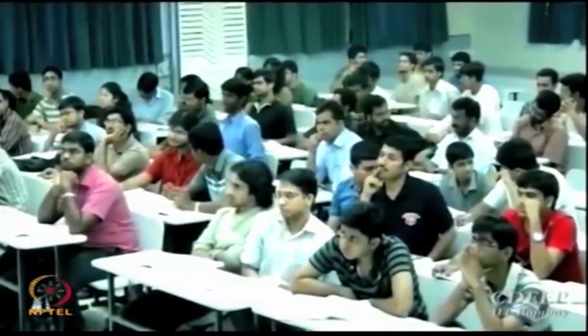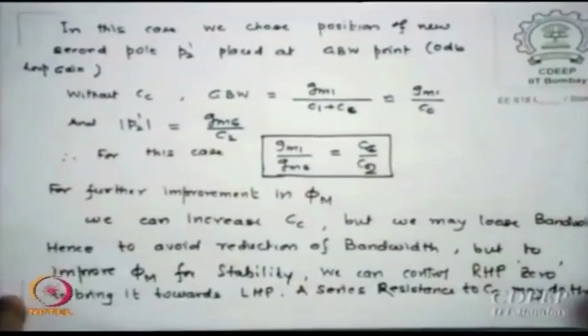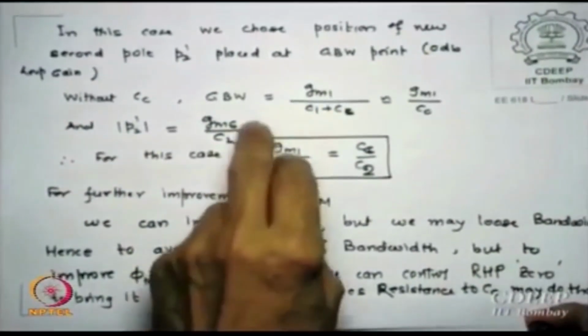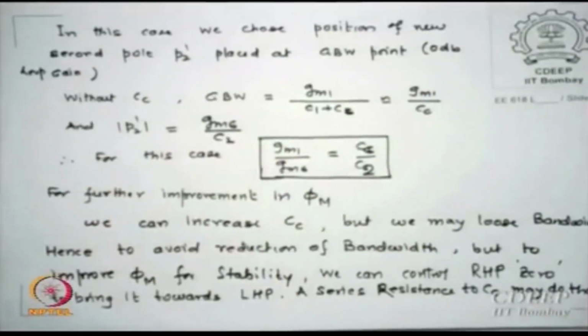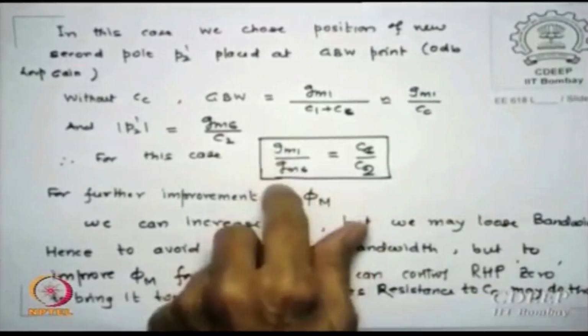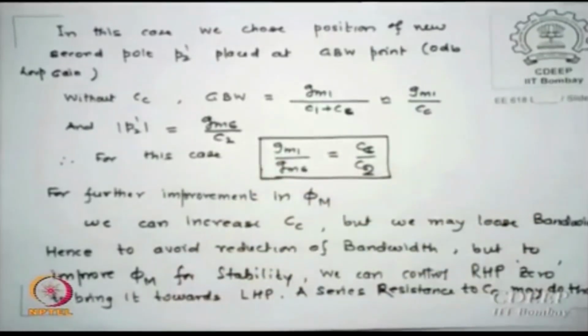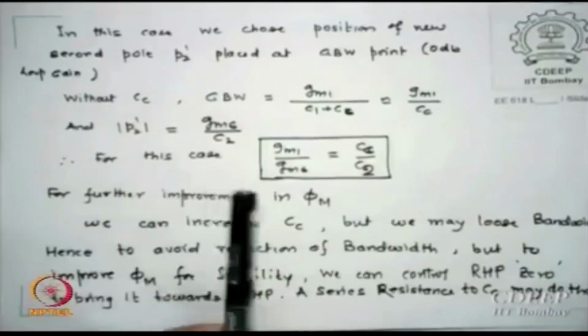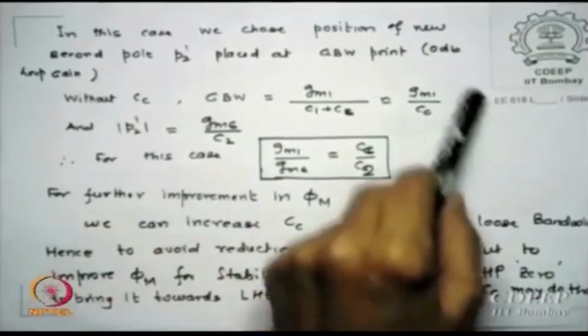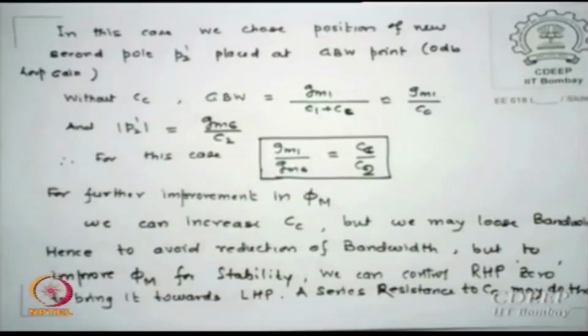So in a nutshell, what did we say? The gain bandwidth point is gm1 by (C1 plus CC), approximately gm1 by CC, and P2 is gm6 by C2. The minimum phase margin of 45 degrees forces gm1 by CC equal to gm6 by C2. Is that correct? At least you should not go beyond this. Preferably, gm6 by C2 should be greater than gm1 by CC. And if that happens, you have larger phase margin to play with.